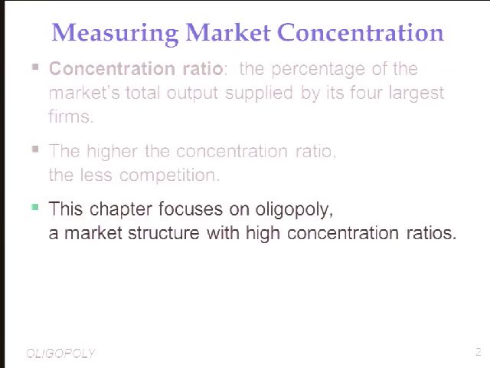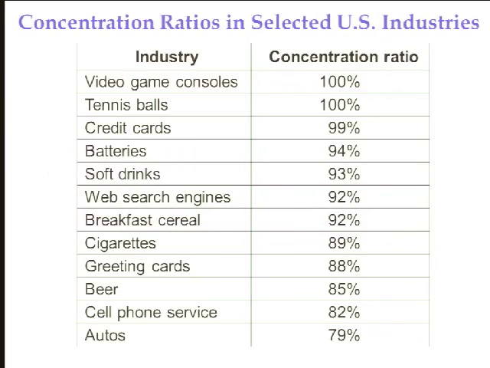Now, here are some examples. If we look at video games, tennis balls, for example, the four largest firms that sell tennis balls represent 100% of the total output that moves through the market. Credit cards, the four largest firms, American Express, MasterCard, Visa, they control 99% of the total output of the total services in that market. Gabe?